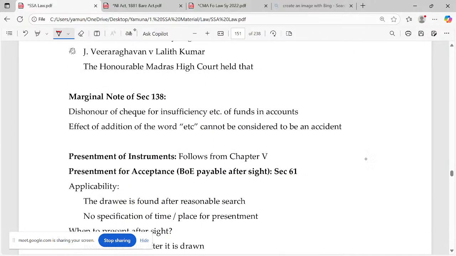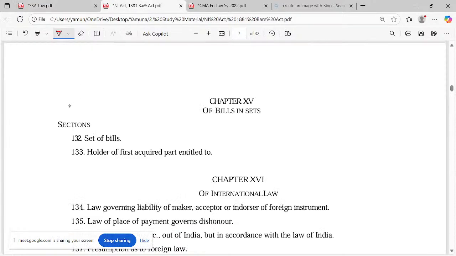Marginal note. See, what you mean by marginal note, probably I might have discussed it earlier. Suppose there is some such Act. Actually, there is no marginal note over here.